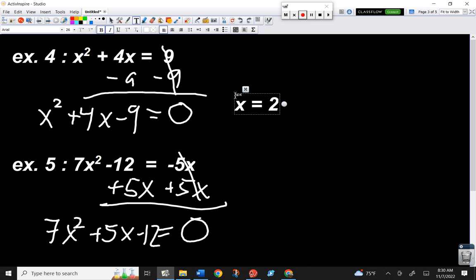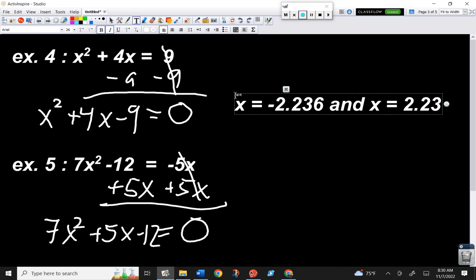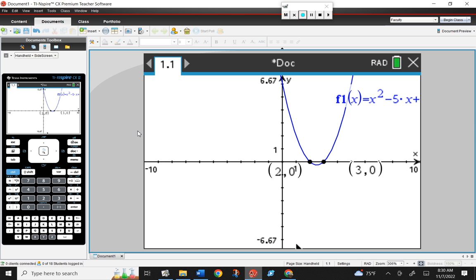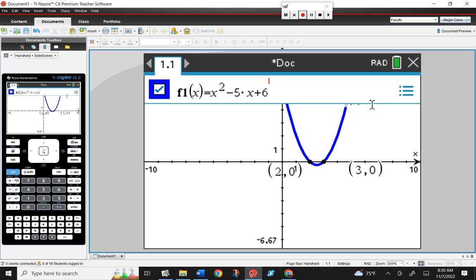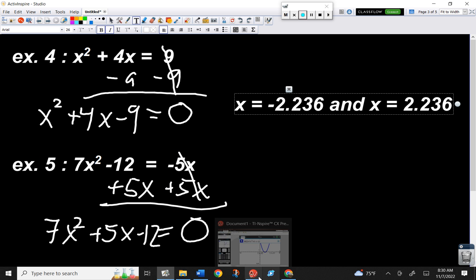So we'll go here, ladies and gentlemen, and write our solutions. x equals negative 2.236 and x equals 2.236. And there's our solutions to that. Let's look at the next one, and we'll do this one on the calculator. We got 7, 5, and 12. So we'll double click here. We got 7, positive 5, and negative 12. I believe, just double checking. Yes.